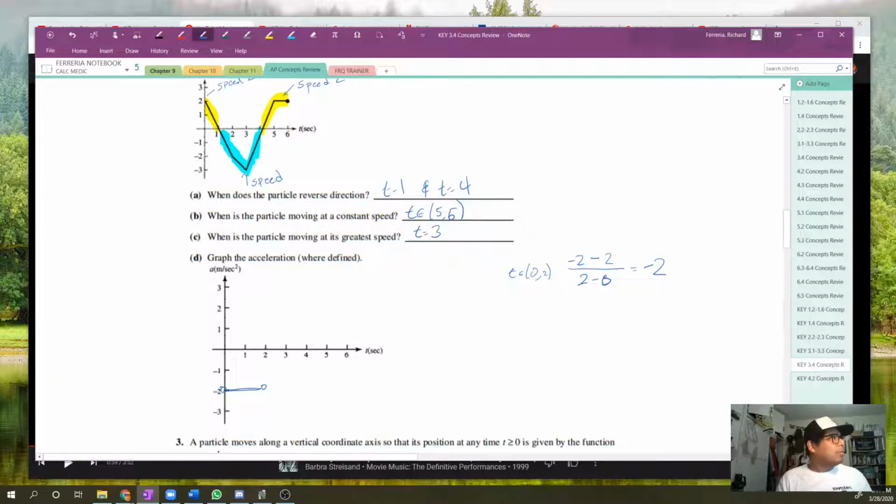Okay, next one, from t equals 2 to t equals 3. It looks like the slope of my velocity curve changed a bit. Let's see, the velocity at t equals 3 is negative 3. The velocity when t equals 2 is negative 2. Negative 3 minus negative 2 is negative 3 plus 2, which is negative 1. So we have an acceleration of negative 1 from t equals 2 to t equals 3. Remember, the acceleration is equal to the derivative of velocity, so it's equal to slope.